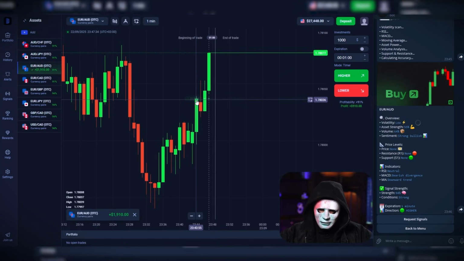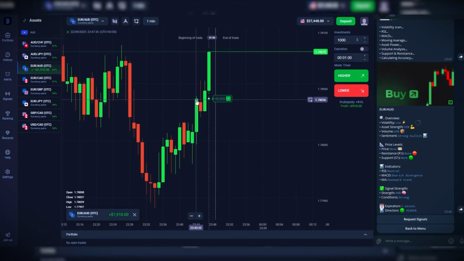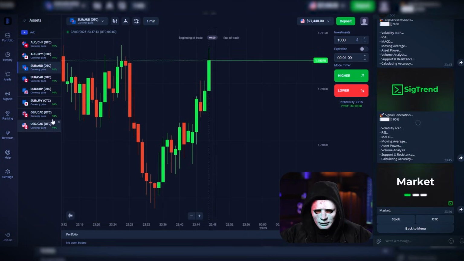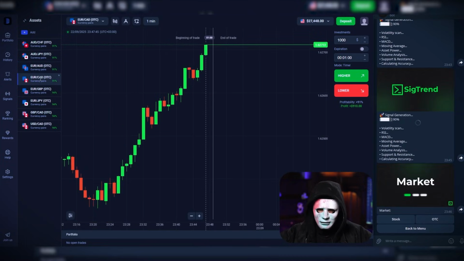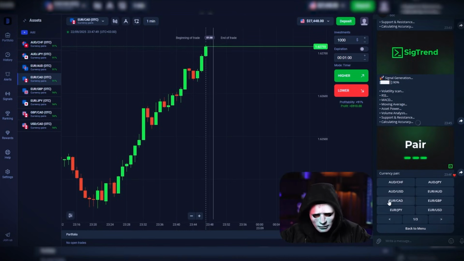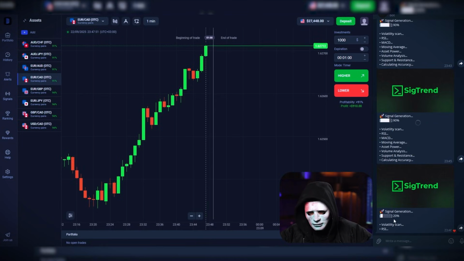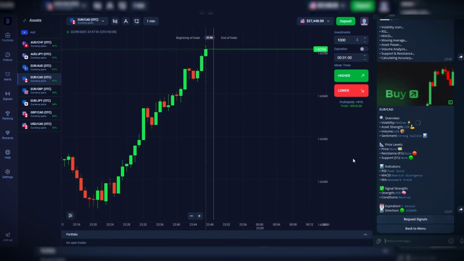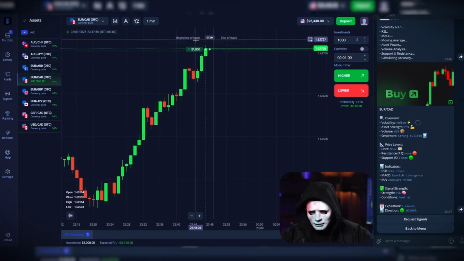Look at how sharply we went up right after I entered the trade. That's plus $1,910. Let's get a new signal together. We also select OTC, and we choose the currency pair we clicked on, that exact one, because the artificial intelligence then analyzes that specific one for the time period we're currently on.